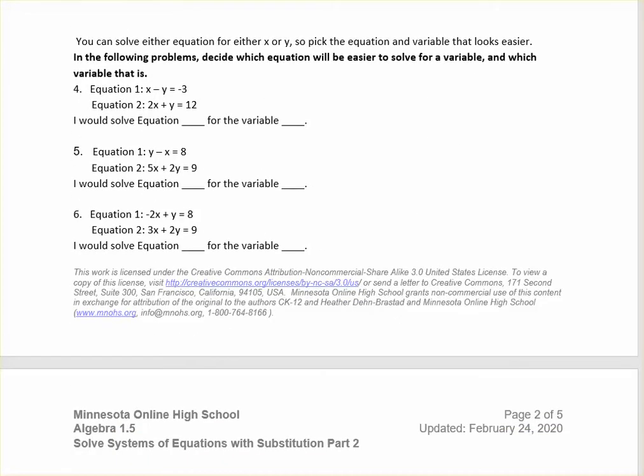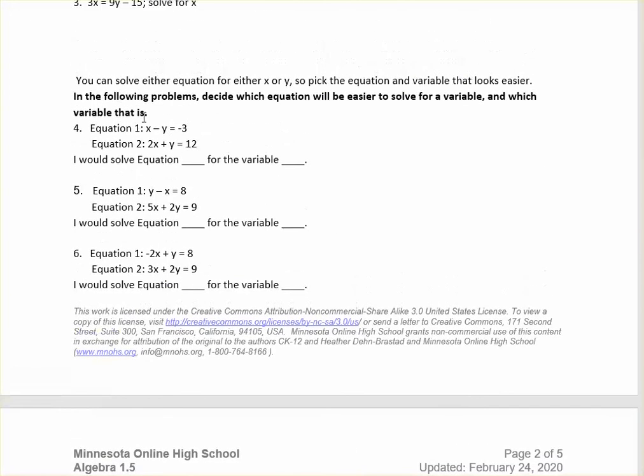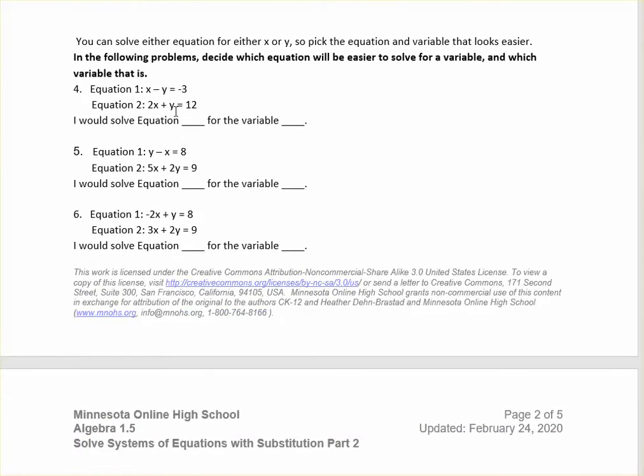All right. The next one, what we're going to do is decide which one would be easier to solve for a variable. So we're not actually solving these systems of equations yet. We're just going to practice picking the easiest one. If you can ever find a variable that doesn't have a number multiplied, that will be a little bit easier. And if you have a choice, pick the one that has a positive variable as well.